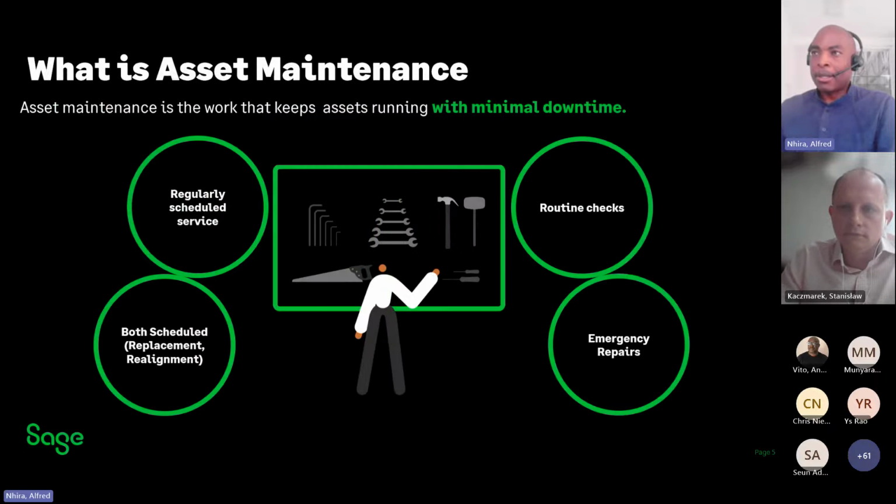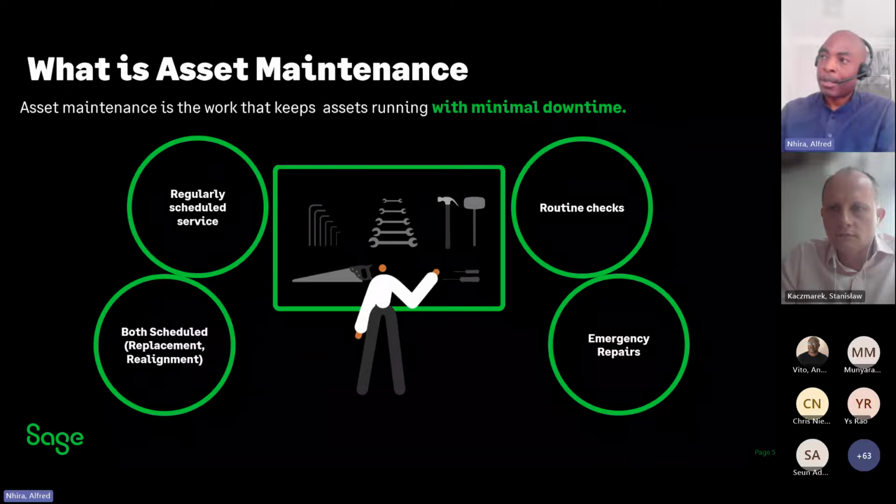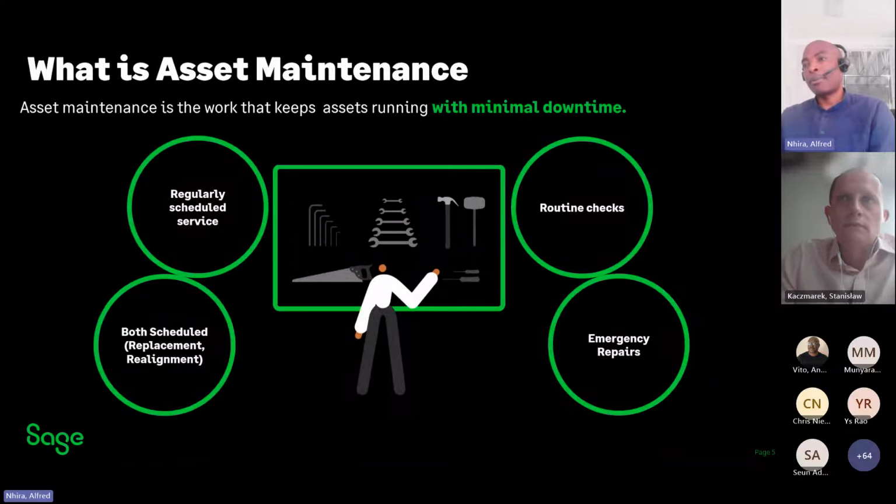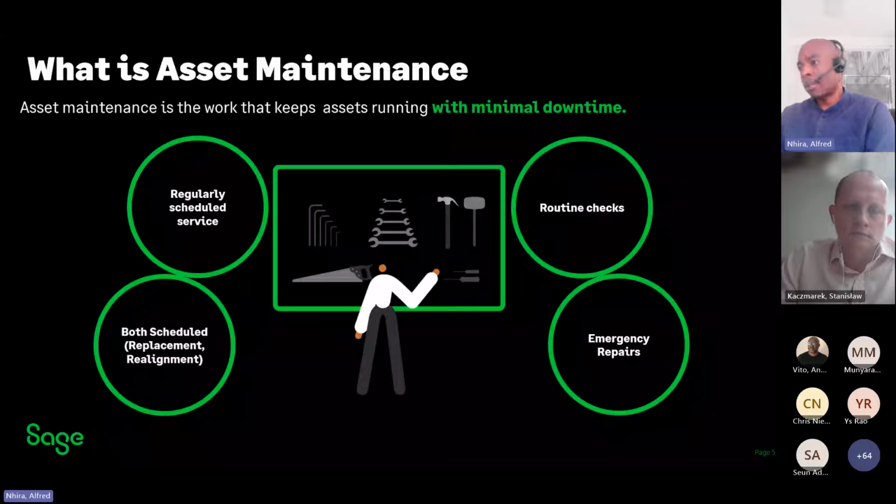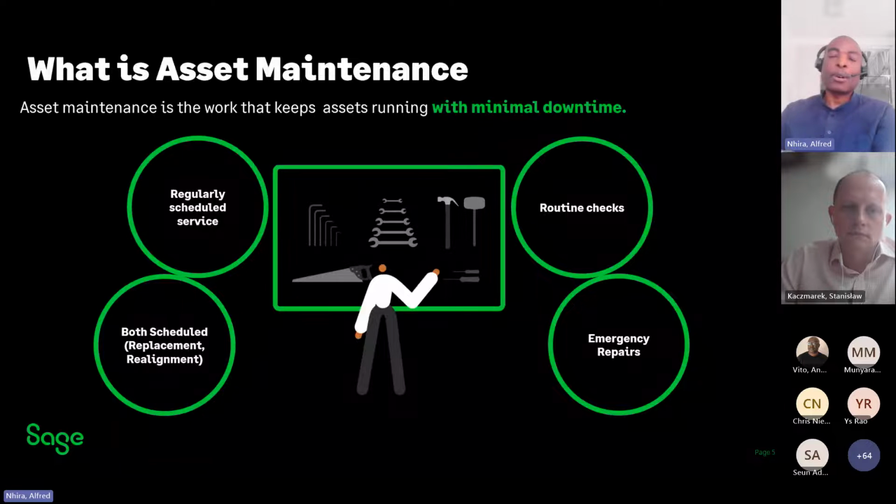Then what is asset maintenance? Asset maintenance is the work that keeps your asset running with minimal downtime. That could be as a result of a regular scheduled service, routine checks, emergency repairs, or it could be both scheduled or unplanned maintenance.